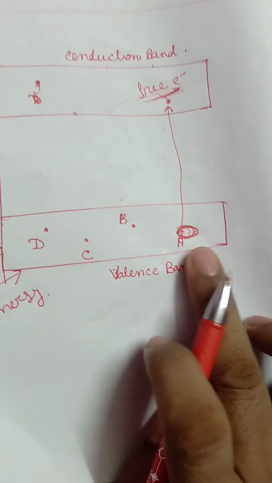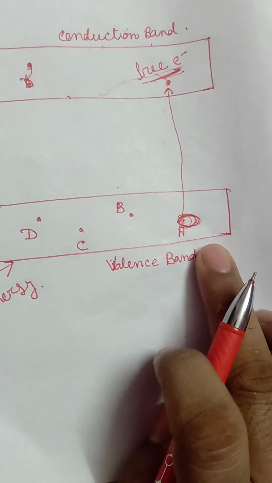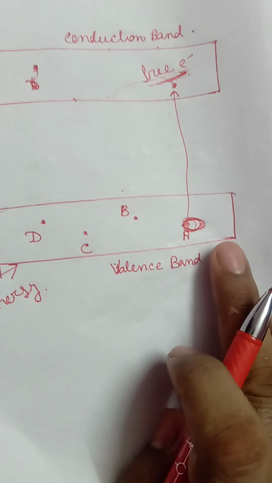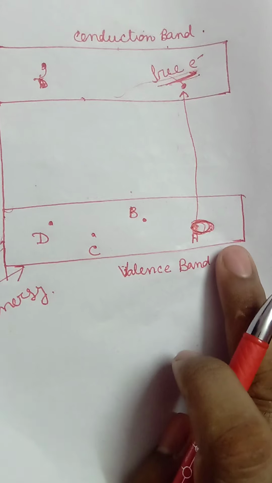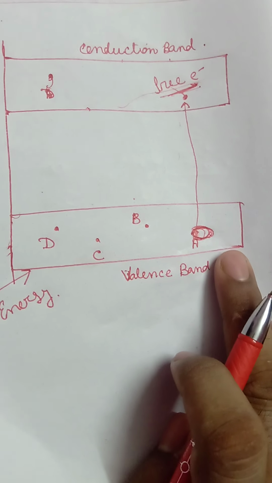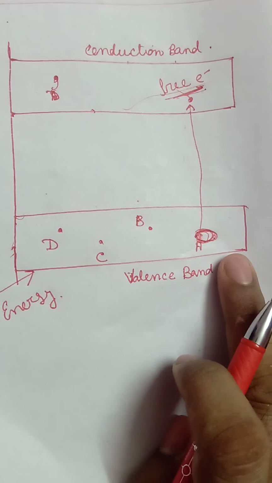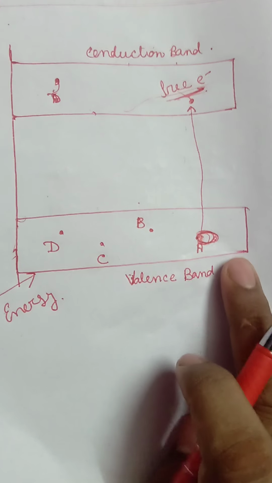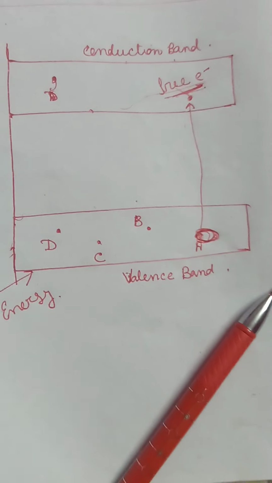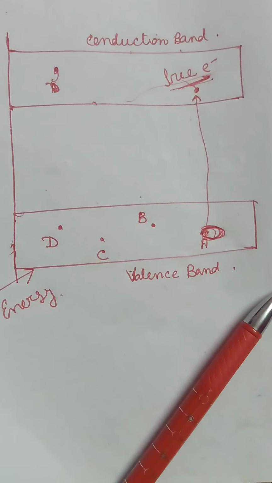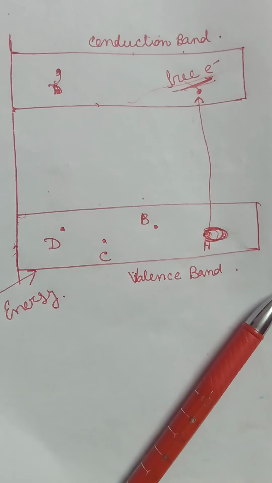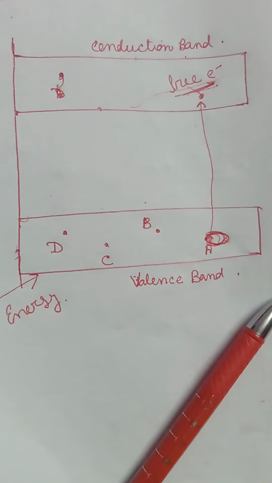Now what is a hole? A hole has the same magnitude of charge as that of the charge of the electron, and it also contributes to the current in the semiconductor.